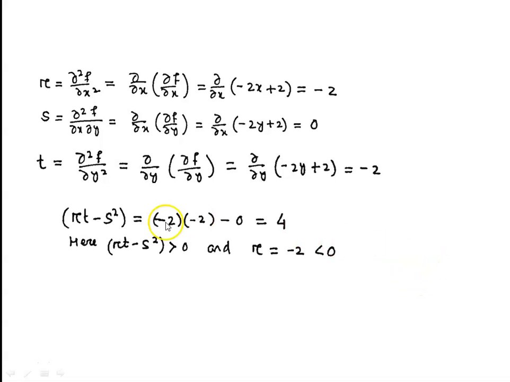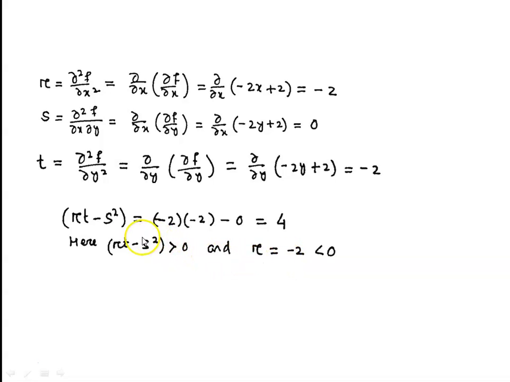So now let us find out what is rt - s². Our r is -2, our t is -2, and our s is 0. So -2 into -2 minus 0, which is equal to 4. Here we have seen that this is a positive number. rt - s² is positive. We know that if rt - s² is positive, then the function has a minimum value if r is positive, and the function has a maximum value if r is negative.